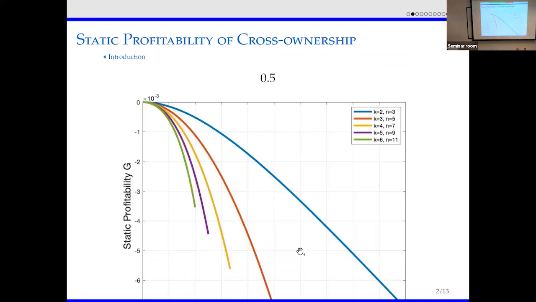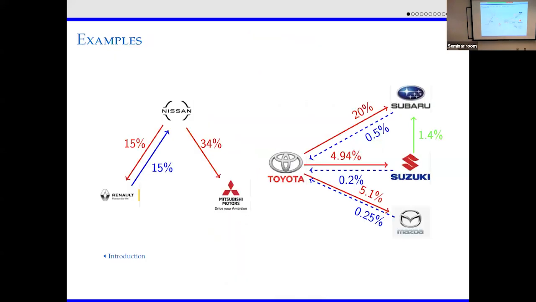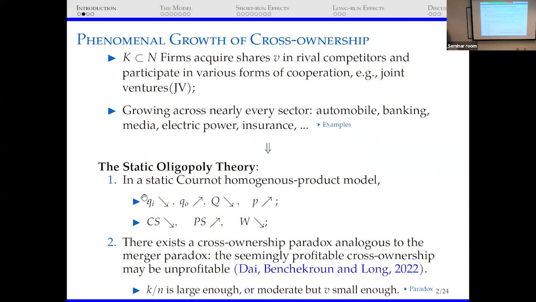This is just an example of what happens. So, for example, this is the profitability, which shows that the higher the number of players, and the cross-ownership holders, the lower the profits, and this comes from the paper we're extending. So this K and N, I mean the ratio. The only ratio that we care about is K by N, not how much share you own in a company, which is v. Okay, this v is small enough.